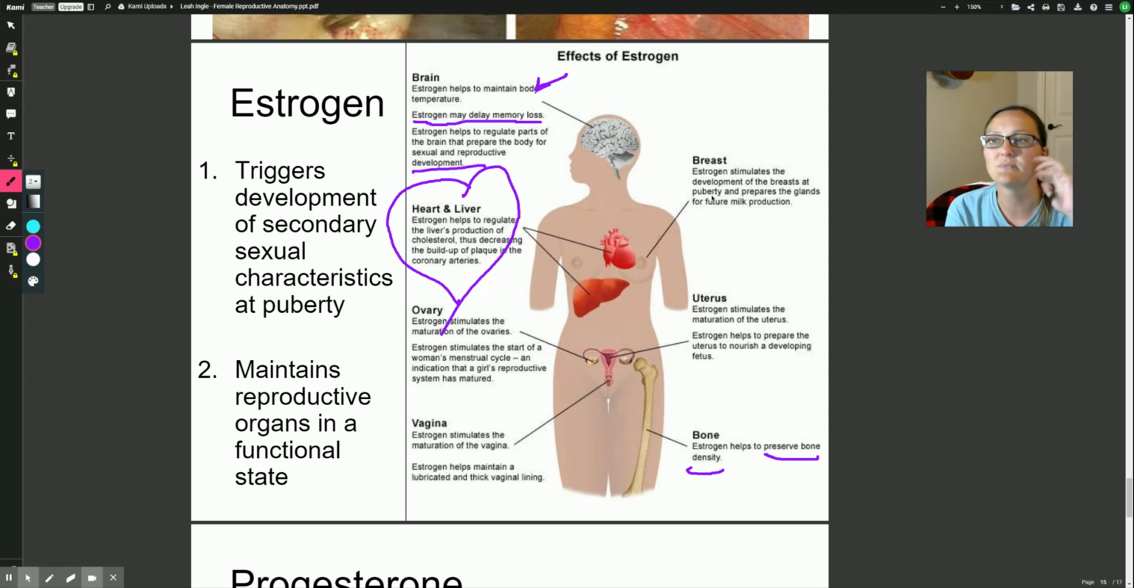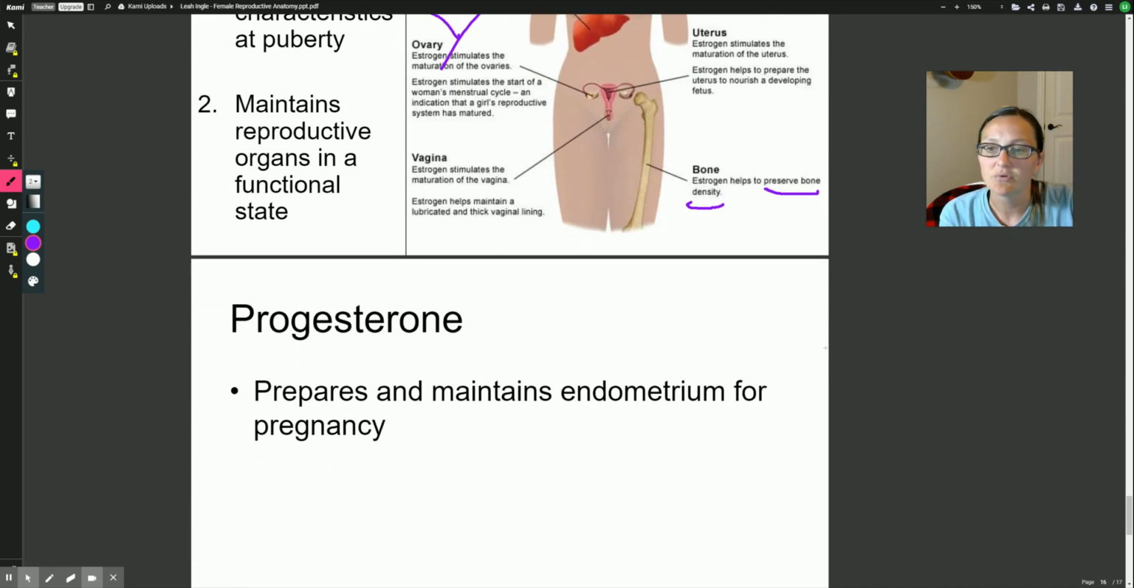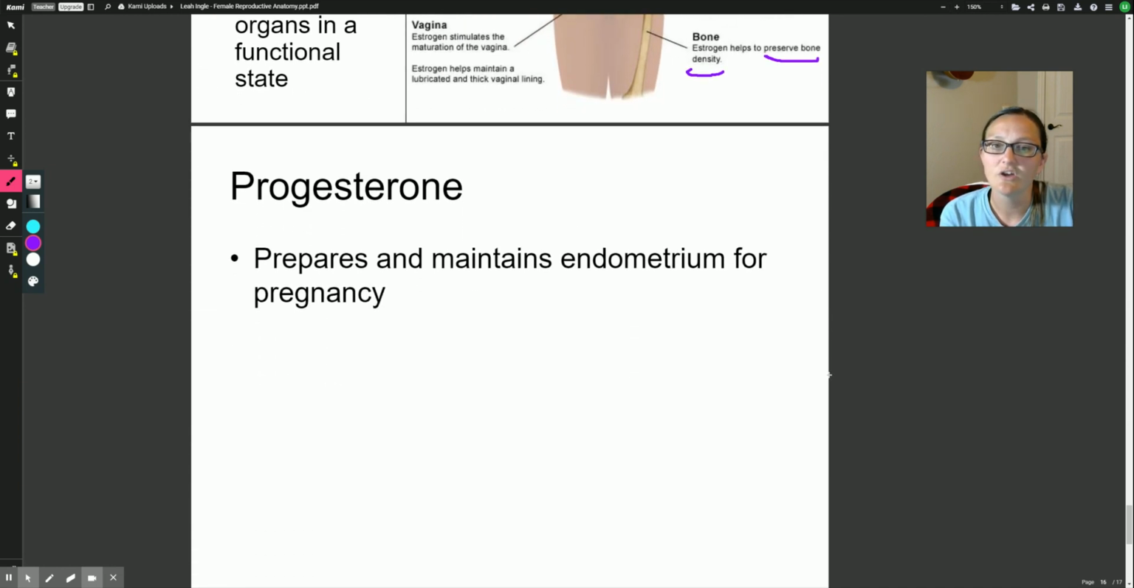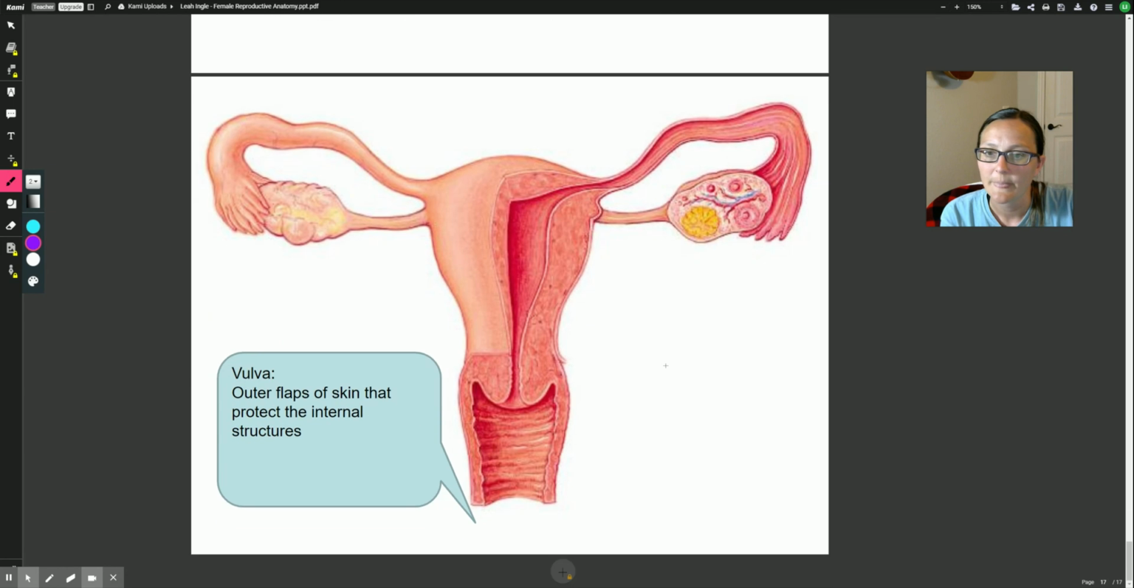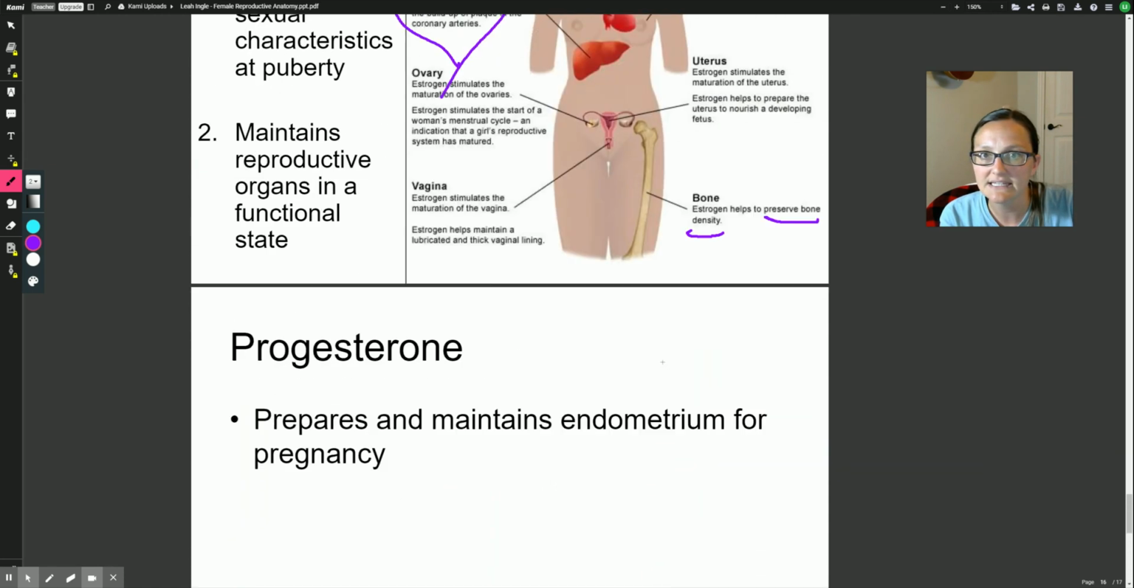Estrogen also helps protect kidneys, which is interesting. That's a whole separate note, but it's a really good organ protectant. Progesterone, I think I talked about in another video, but yes, it does keep that lining for pregnancy and for growing. Okay, the vulva. The vulva that we've talked about before, it's just all the external labia out there. Okay, I think that is it.